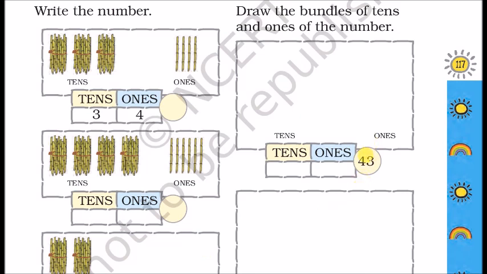In 43, how many tens are there? 4 tens. 1, 2, 3 and 4 tens. And 3 ones. 1, 2 and 3. 4 and 3, 43.